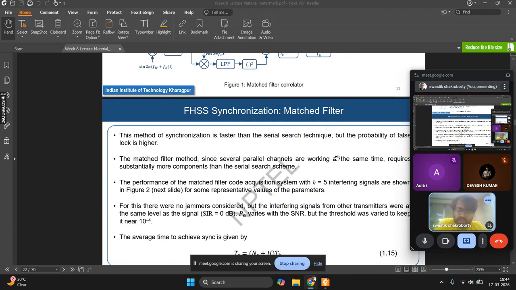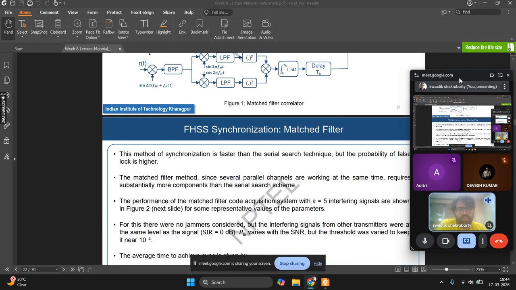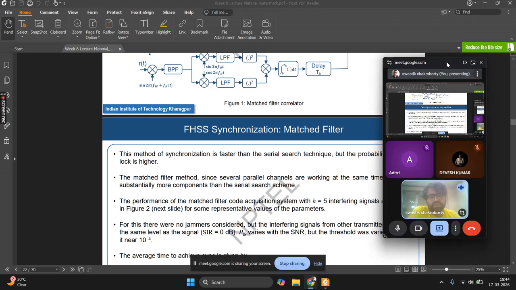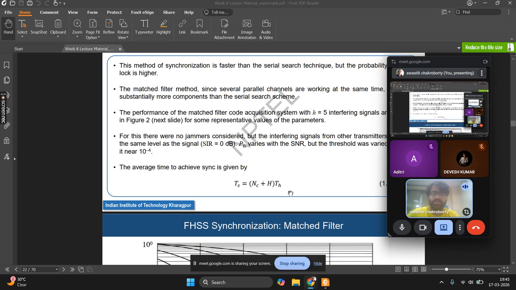Okay, so with this, the method of synchronization is faster than the serial search technique, but the probability of false lock is much higher. Here you are depending on a particular threshold, and depending on how well you have set that threshold, you may or may not have proper detection. So you might have a false alarm. Even if there is no correlation, you might get a threshold that is crossed.